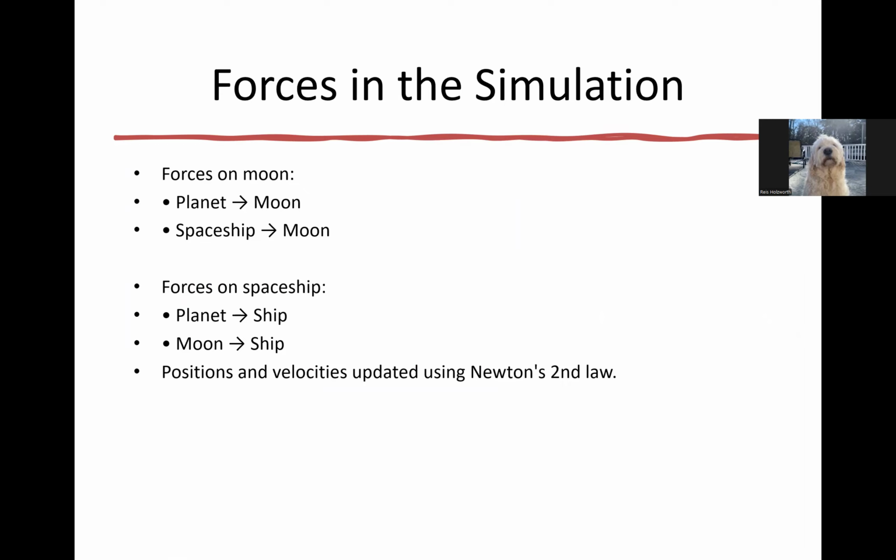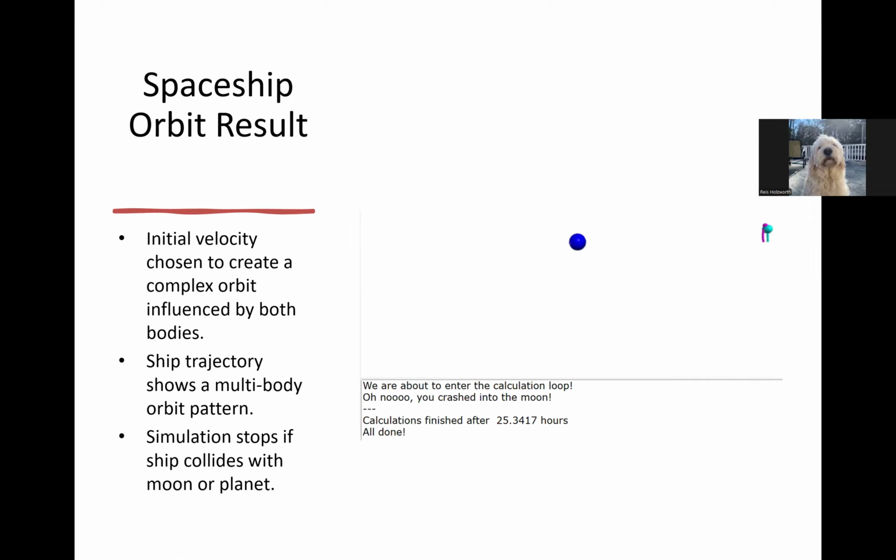For the simulation, we have planet to moon and then spaceship to moon, and on the spaceship there is the planet on the spaceship and the moon on the spaceship, being opposite. The velocity update used Newton's second law. As for the results, it finished after a little more than 25 hours. It was chosen to create a complex orbit, exactly what they wanted. It showed a multi-body orbit pattern, and the simulation stopped when the spaceship collided with either body, which ended up being the moon.